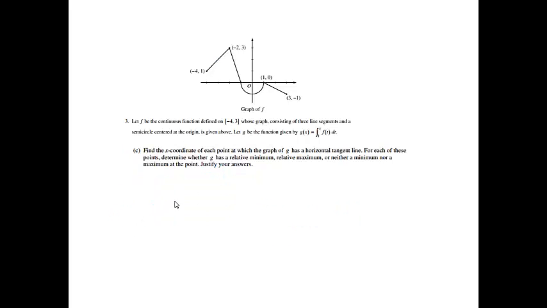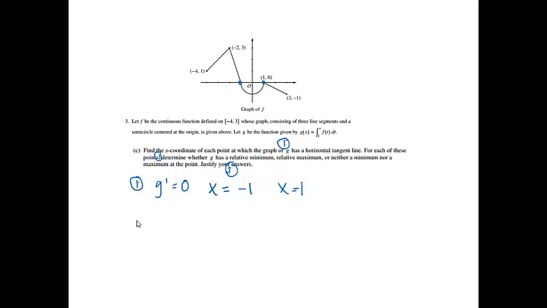Right, next one, C. Find the x-coordinate of each point at which the graph of g has a horizontal tangent line. For each of these points, determine whether g has a relative minimum, relative maximum, or neither, and justify your answer. So 3 things that I have to do. First of all, we have to find where g has a horizontal tangent line. If g has a horizontal tangent line, g prime would equal 0. So I'm going to write where does g prime equal 0? And that is going to be where f is equal to 0. So those two values are going to be at x equals -1 and x equals 1. So I found those x-coordinates.